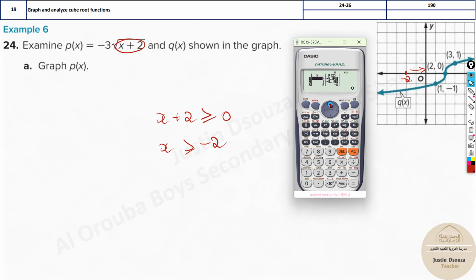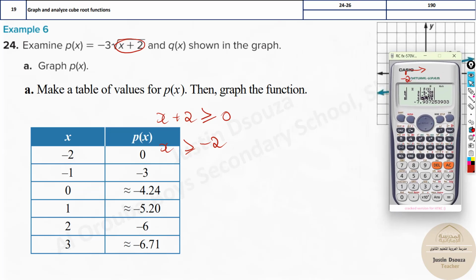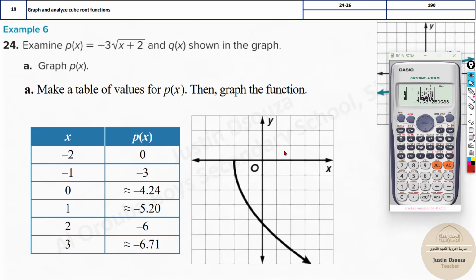And look over here. These are the x values. These are the y values, sorry. Now here, the table of values. 0, 3, negative 4.24. All the same values we have got. But we have got more over here. And now with this, you can easily graph, isn't it? Now what you do? You have to graph it.